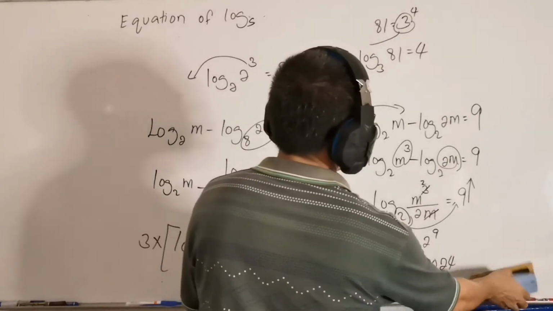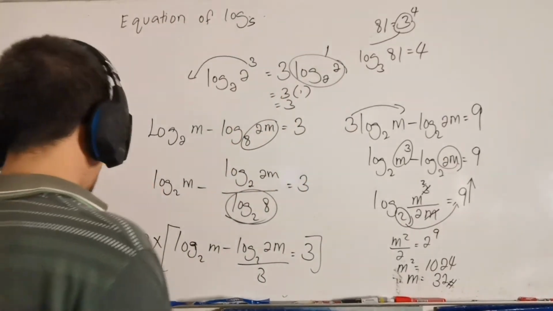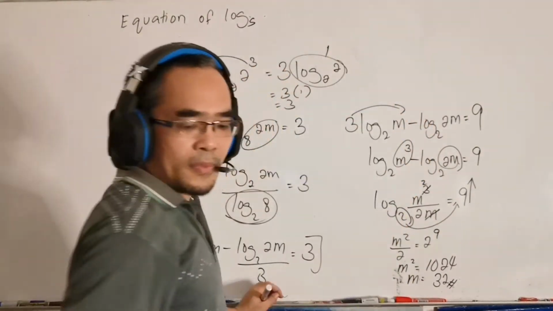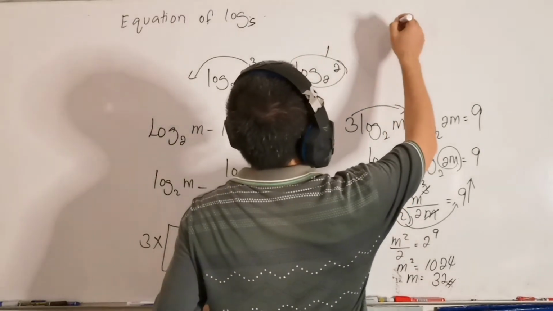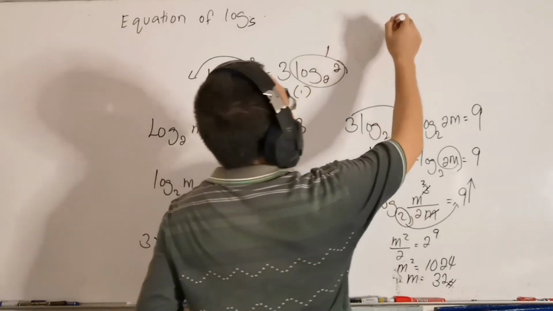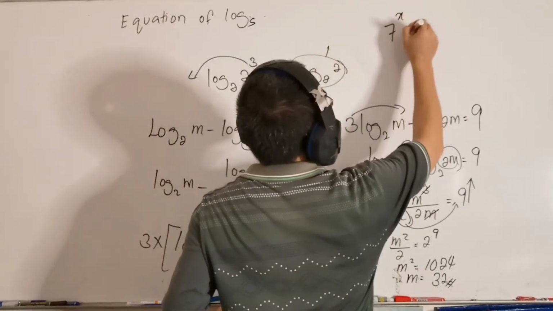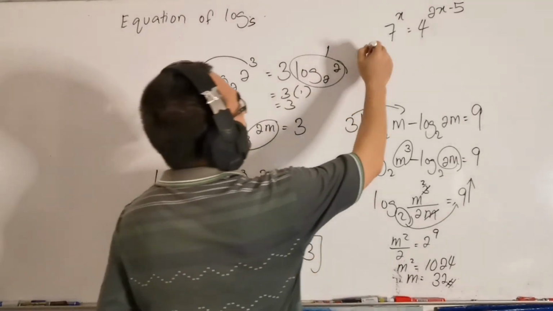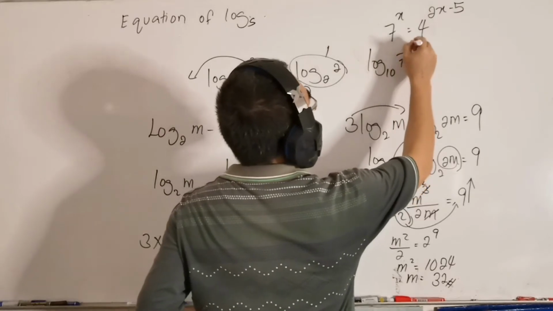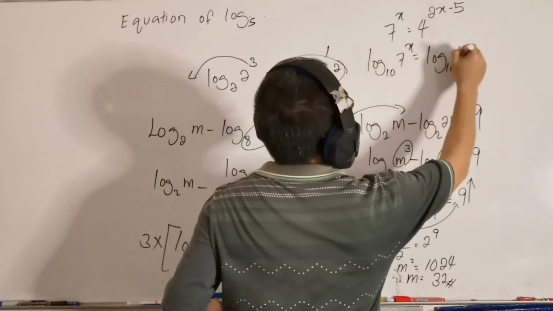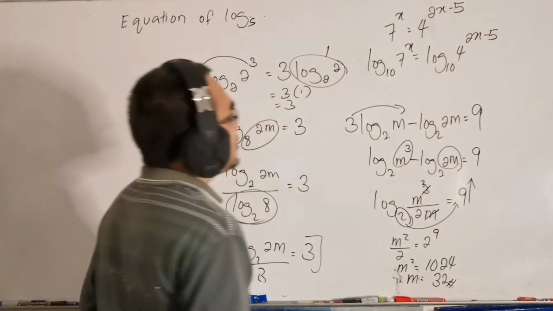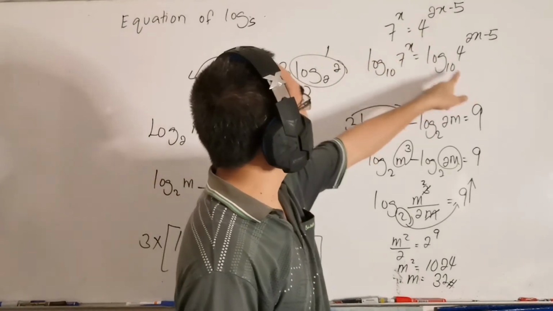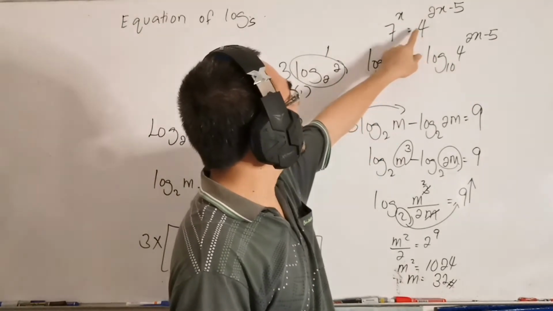Another way is that sometimes you have an equation of indices which involves numbers where you cannot make the bases similar. So we have 7 power x equals 4 to the power of 2x minus 5, for example. So you write down log 10 7 power x equals log 10 4 to the power of 2x minus 5. Similarly, if you have log on the left side and on the right side, you can just cut both of the logs, then you can get back to this pattern.